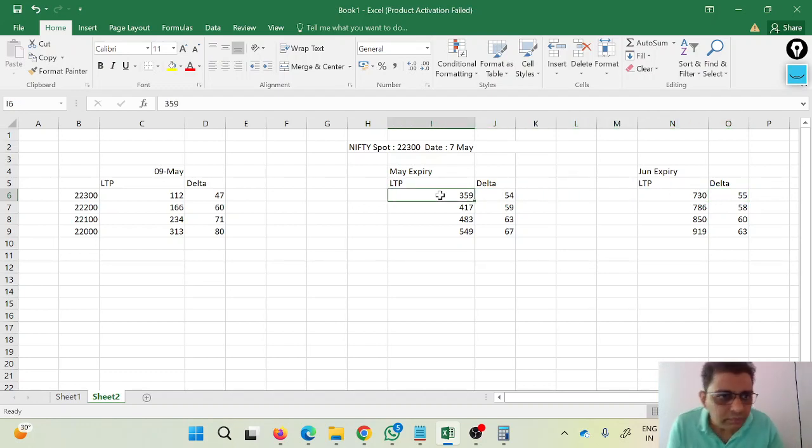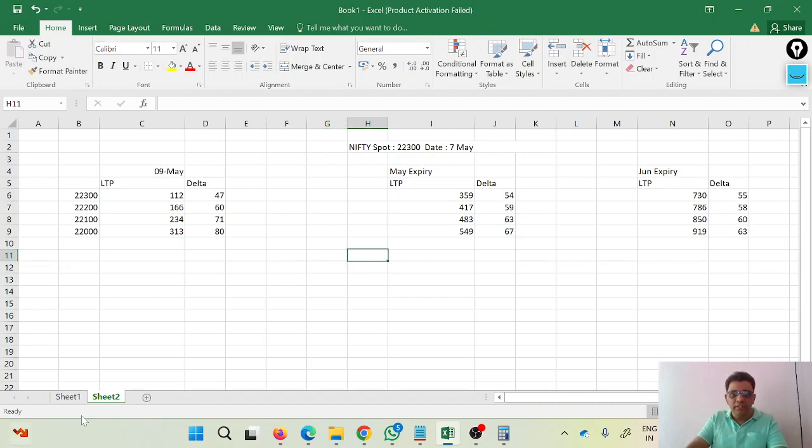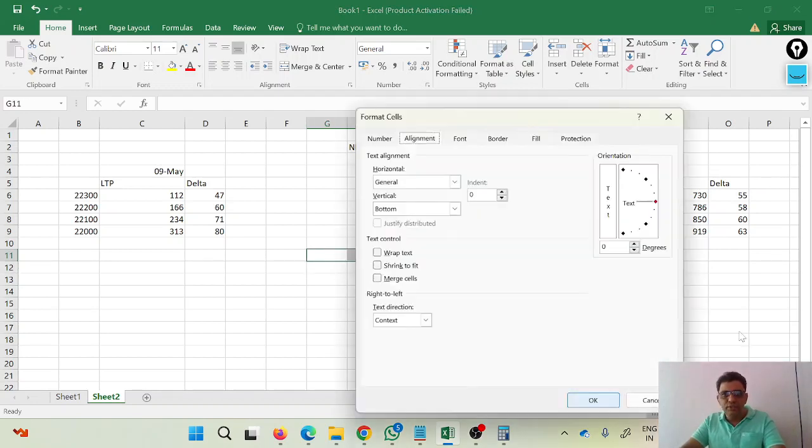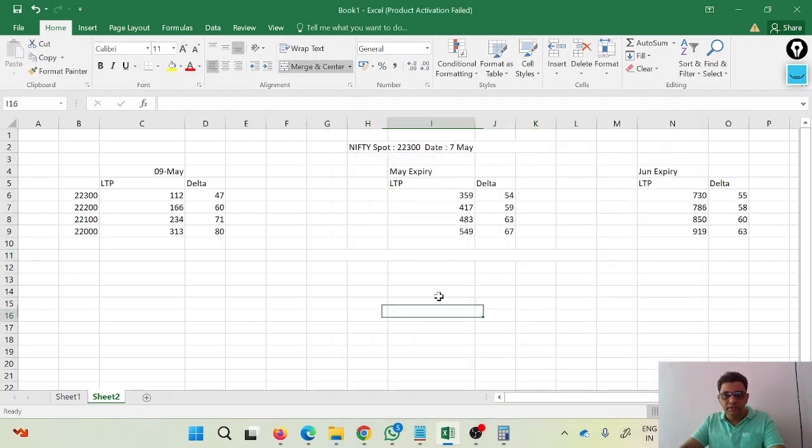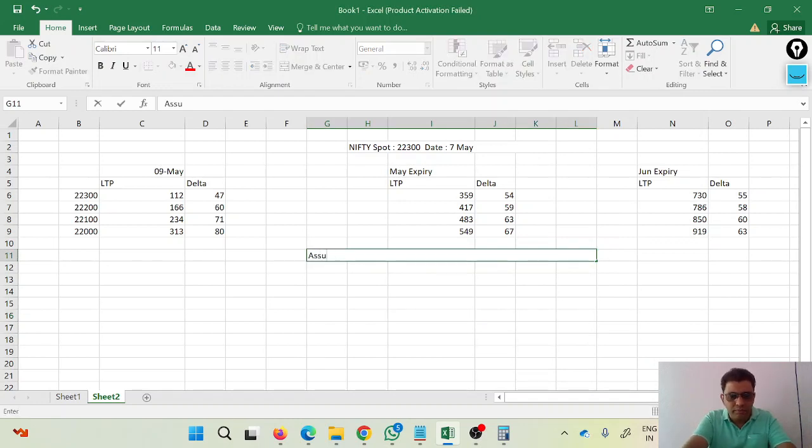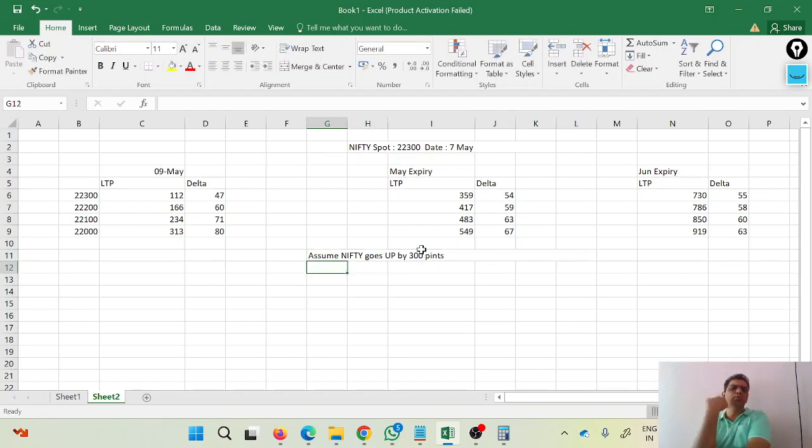Now assume that the Nifty goes up by 300 points. I will write here again. I will merge these three cells. Relax, listen to these concepts. Left indent, merge cell. I'm assuming that Nifty goes up by 300 points, immediately, like tomorrow, Nifty goes up by 300 points.